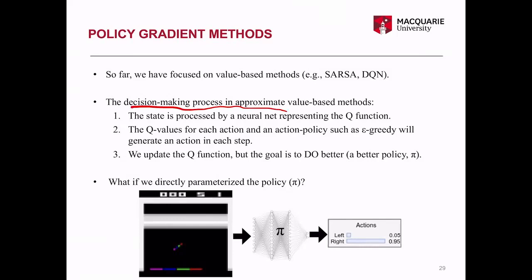The state is processed by a neural network that gives the Q values for each action, and an action policy, epsilon greedy, will generate an action in each step, and we update the Q function, but the goal is to find a better policy. So we're always going around a value function and then finding the policy after this. The question that many people asked a long time ago was, can we do this directly? Is it possible? It was very obvious when you were dealing with tabular methods that it's not very obvious how to do that.